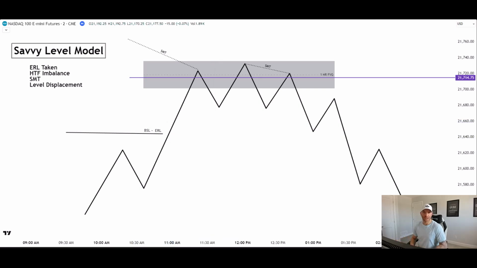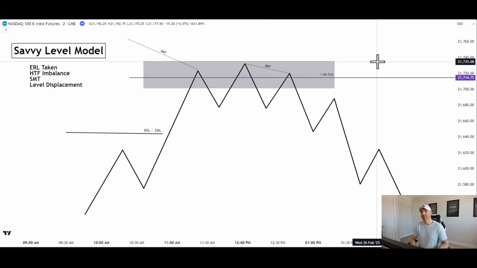So after external range liquidity has been taken, we want to see, are we in a high time frame imbalance? And you can see in this scenario, we have a 1 hour fair value gap. Now the high time frame imbalance has to be a 15-minute, 1 hour, 4 hour, daily. It just has to be some type of higher time frame fair value gap.